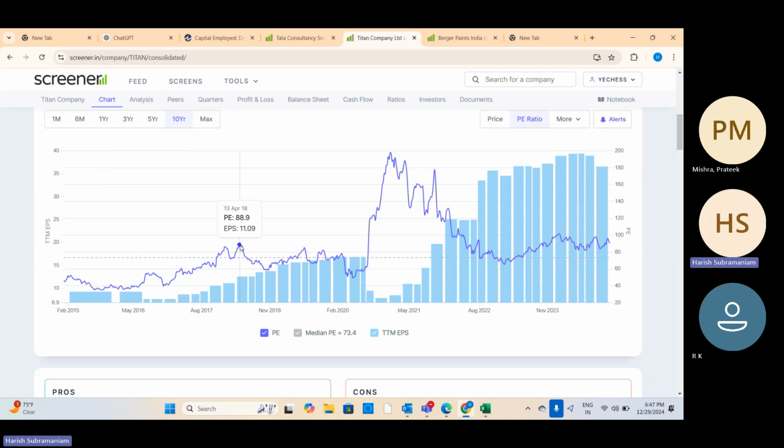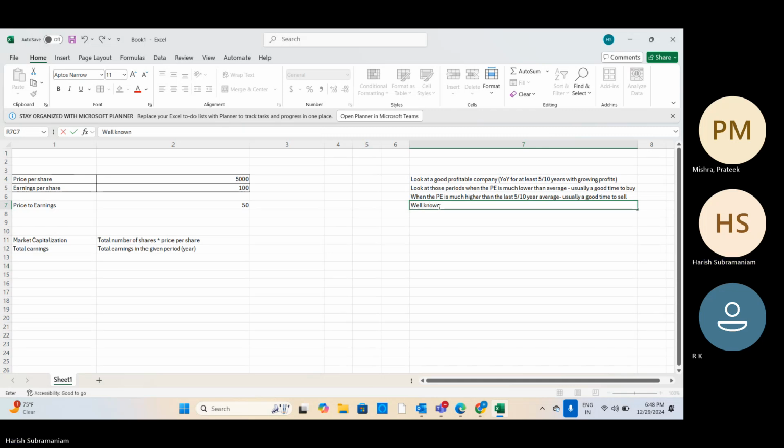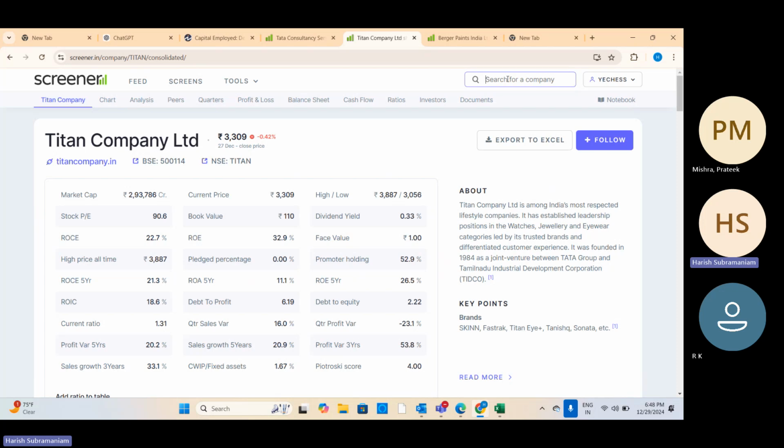Whenever the PE is depressed, it's a good time to buy. Whenever the PE goes up, it's a good time to sell. And again, the rule is the company should be a good profitable company year on year, 5 to 10 years with growing profits. Okay, let's use this for well-known brands only. You know the product, you've seen the product, you know it's genuine. It's usually a mid to large cap company, and then we can buy it.